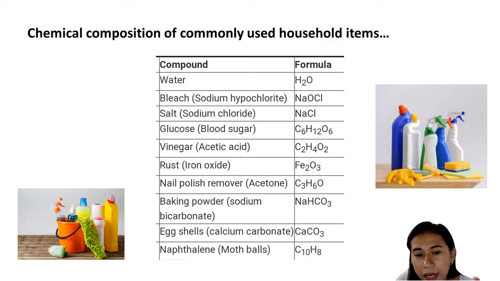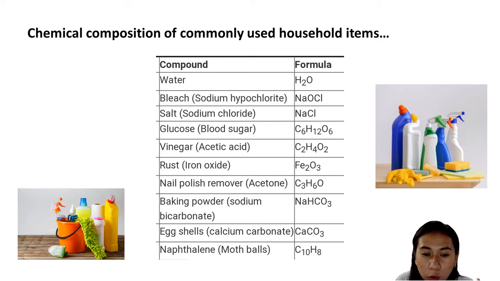Fe2O3. Iron oxide, that's rust. So the rust happens when there is an interaction of oxygen with the iron metal, an oxidation reaction. Nail polish remover, well, that's acetone, C3H6O.